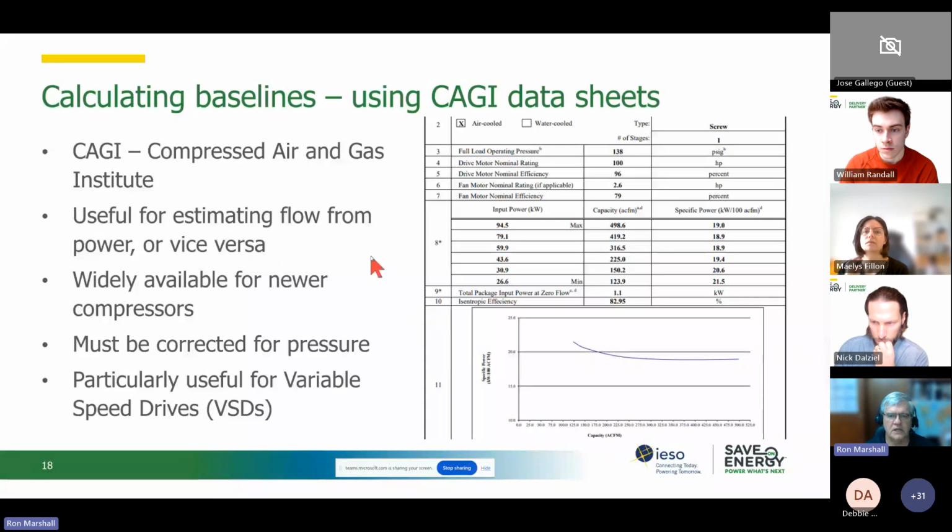So very useful for new compressors. There's CAGI sheets available widely. The major manufacturers, anybody that's part of the third-party verification program of CAGI, must publish accurate sheets for their compressors.